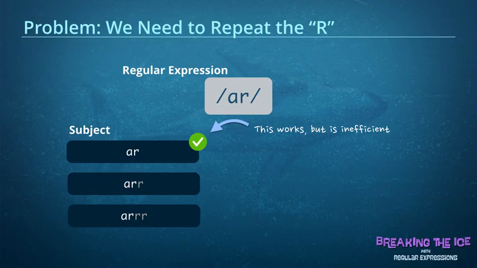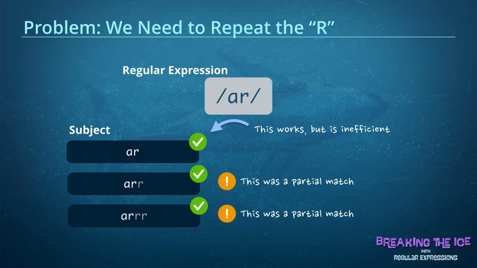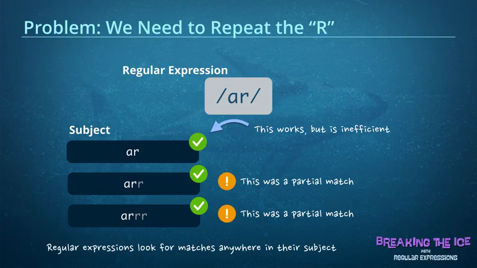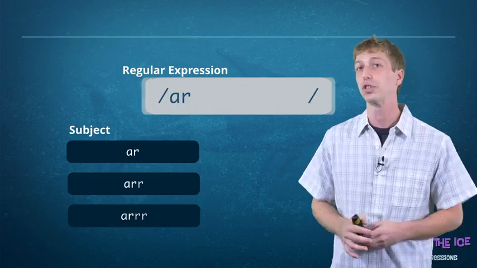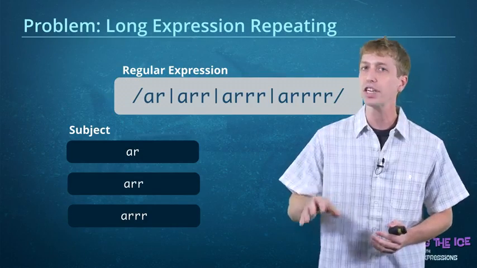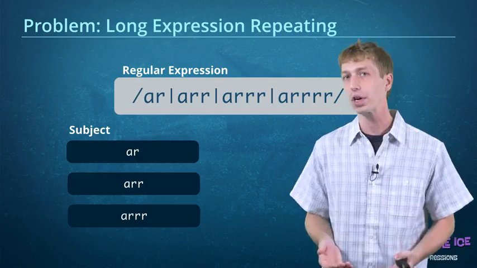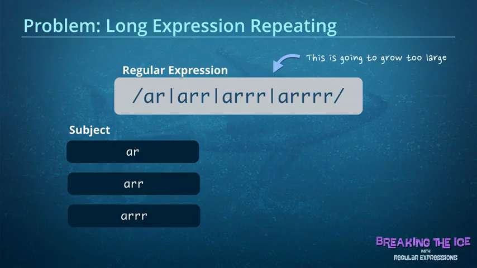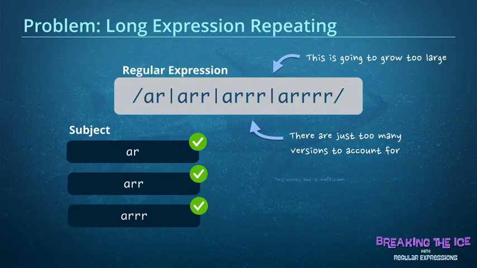We'll just match the letters A and R. However, when we start adding more R's to our subject, we're going to start getting partial matches, and this is undesirable. We want to match the entire AR. So what can we do? One possible solution is to use the OR operator like we've been doing, and then add every combination of AR that we might encounter. But our pattern is going to get extremely long doing this, and it's inefficient. So we need a better solution.